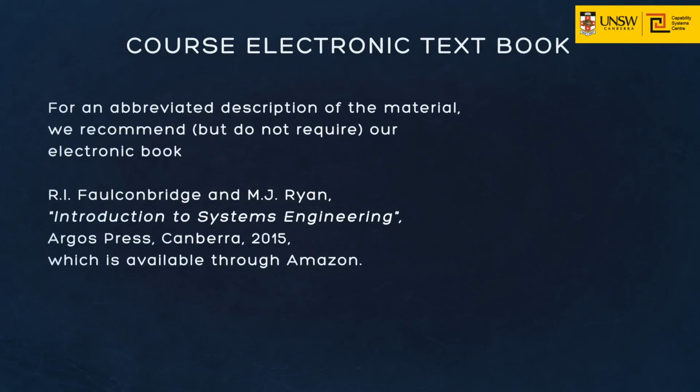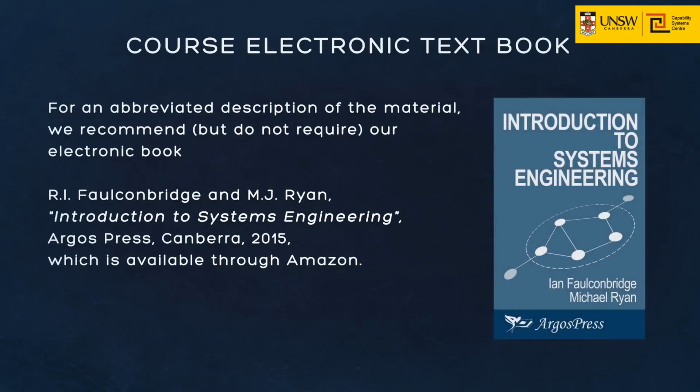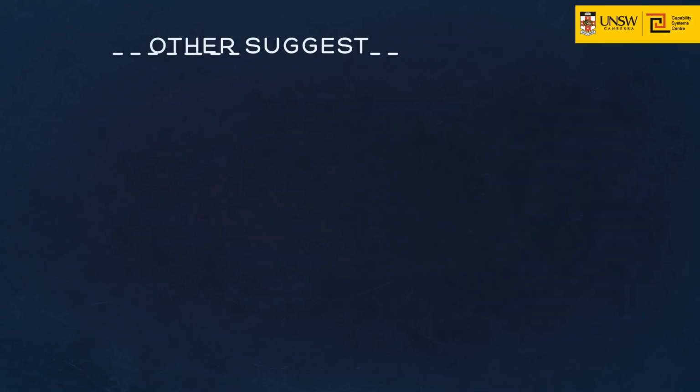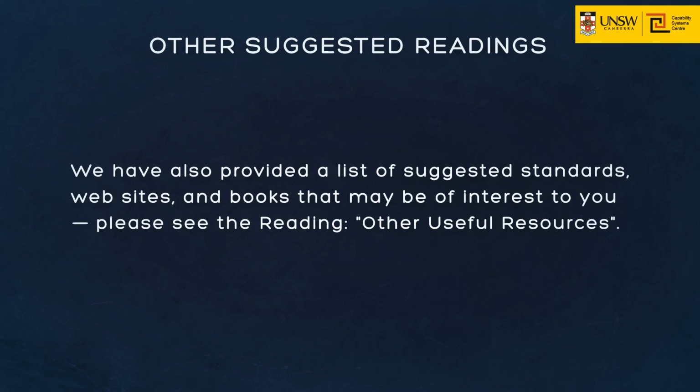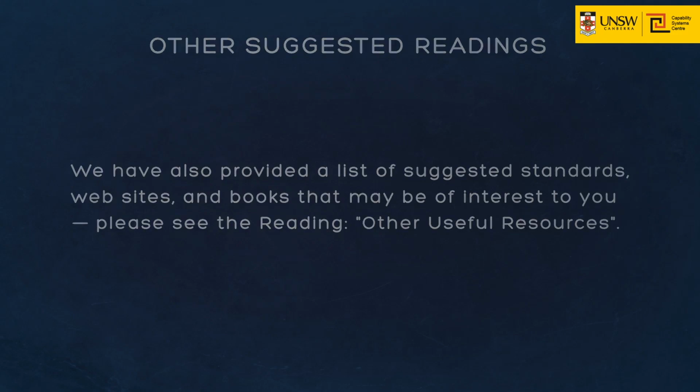For an abbreviated description of the material, we also recommend, but again don't require, that you refer to our electronic book, Introduction to Systems Engineering, which is also available through Amazon. We've also provided a list of suggested standards, websites and books that may be of interest to you. Please see the reading Other Useful Resources.